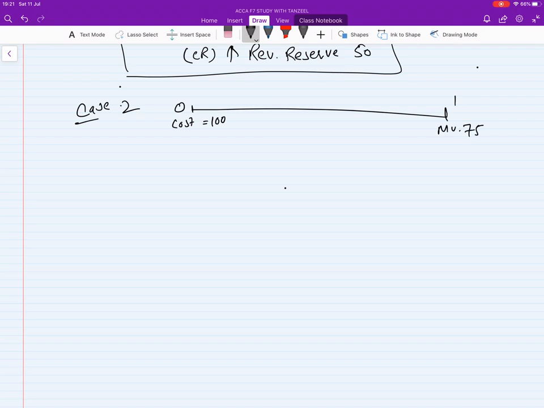On day 1 you have a land. You bought a land for 100 million. At the end of year 1 you did the revaluation, and then you realized that the market value is 75. And let me tell you when to realize: the standard did not say anything on it.